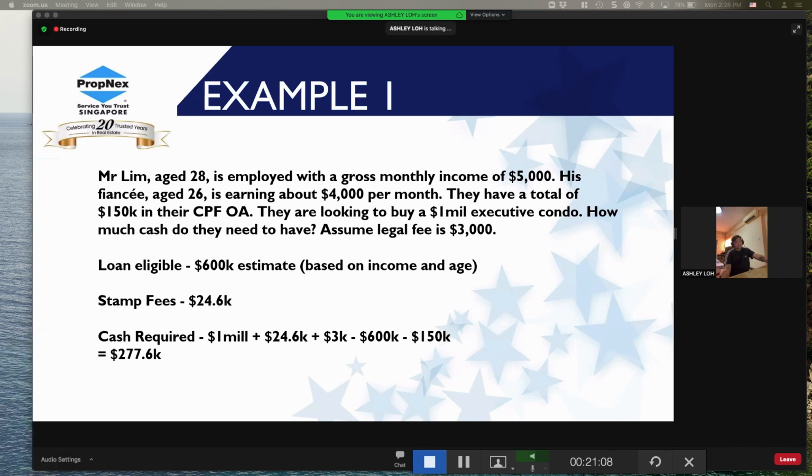So in the timeline, you need to clear this $277,600 first before your 150K CPF will be dispersed to pay for a house. Then after that, the loan will take over. Okay, so by the time you touch the 150K, your loan of 600K must already be confirmed.